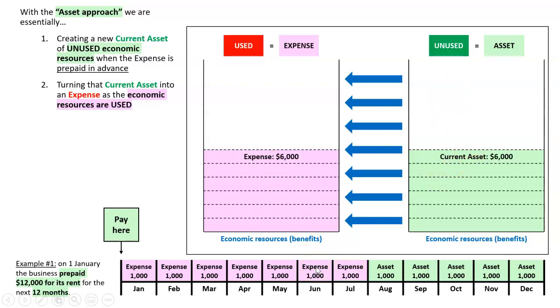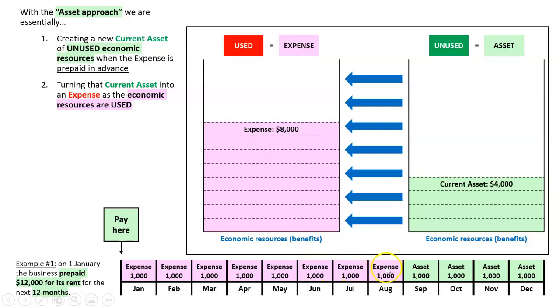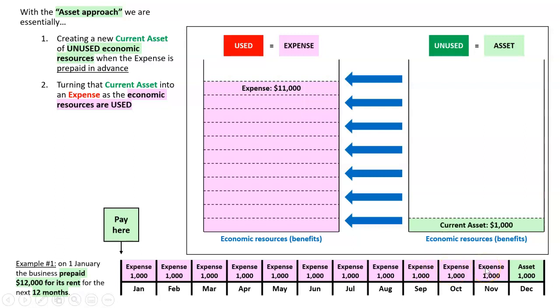And eventually what will happen is over time, as we consume each month of rent, September, October, November, and December, we will have consumed all of the economic benefits. And when we do that, we will have no asset left and the entire thing will be an expense. So let's look at how to do that.